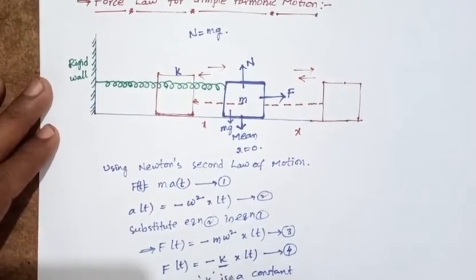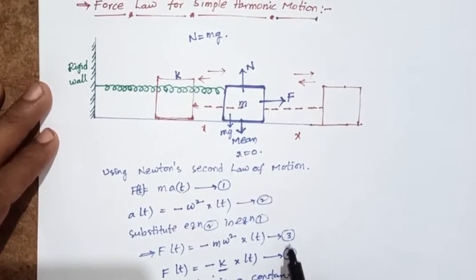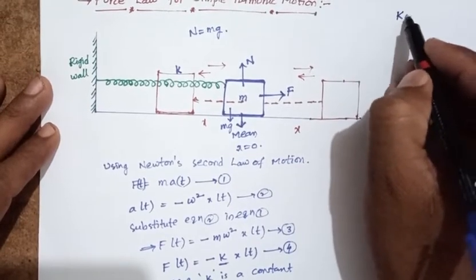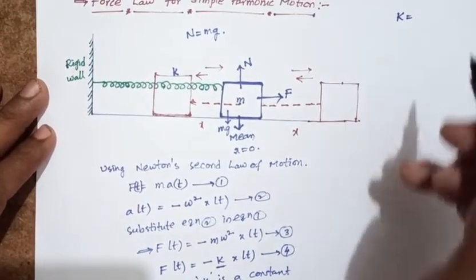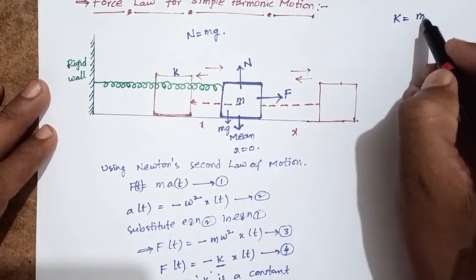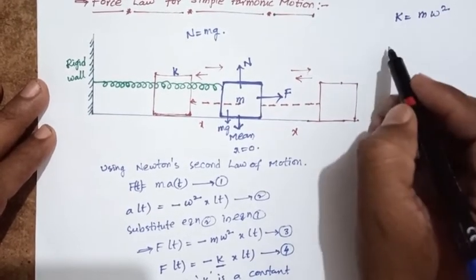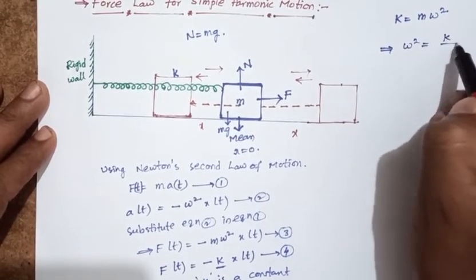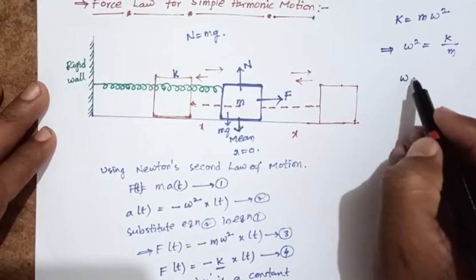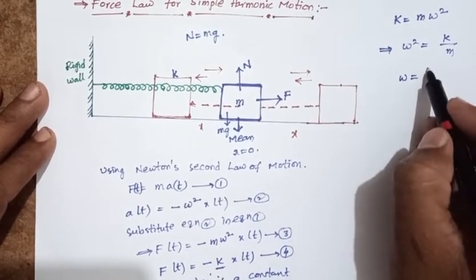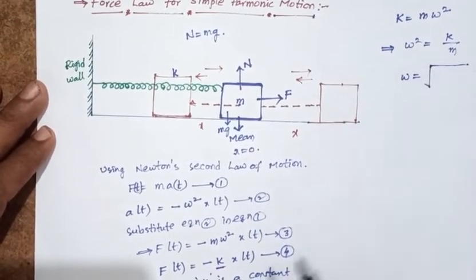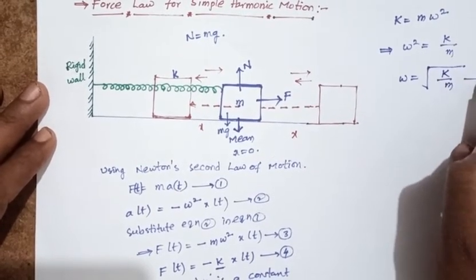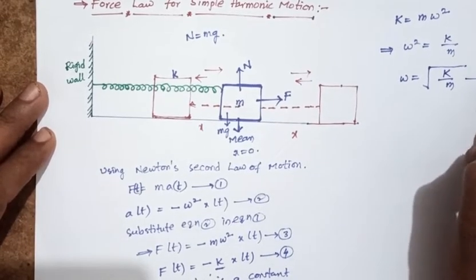Next, we can take equation number 3 and equation number 4. So what is k? k equals m omega square. So omega square equals k by m, where omega is the angular frequency of simple harmonic motion, omega equals square root of k by m. So this is equation number 5.